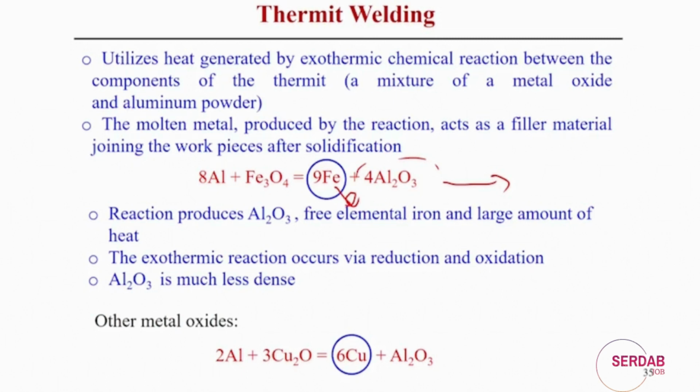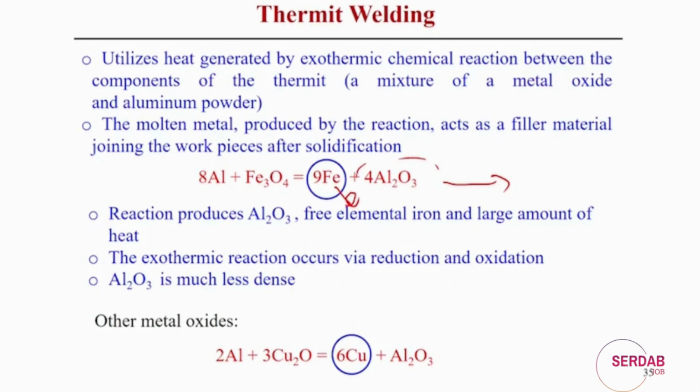Here, aluminum oxide is much less dense, so it can be separated out from the molten zone. It is also possible to improve the welding process by sometimes adding some other elements, since the pure iron becomes the final part of the weld joint. So, when you try to join steel, adding some components can improve the composition of the steel along with the molten pure iron.